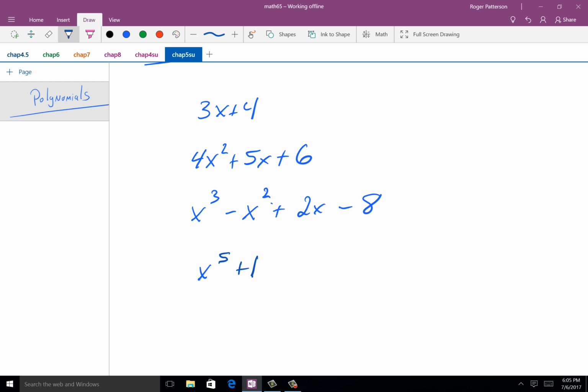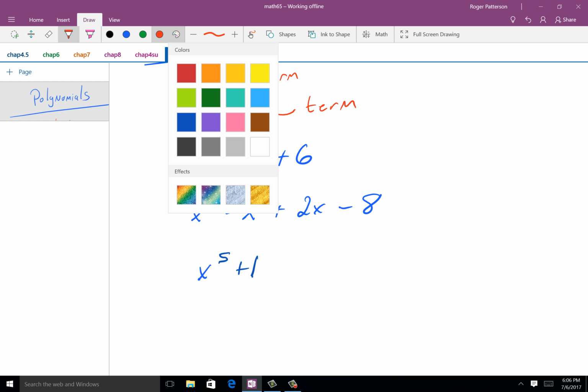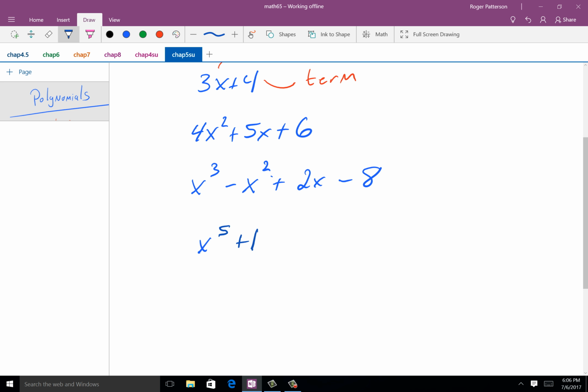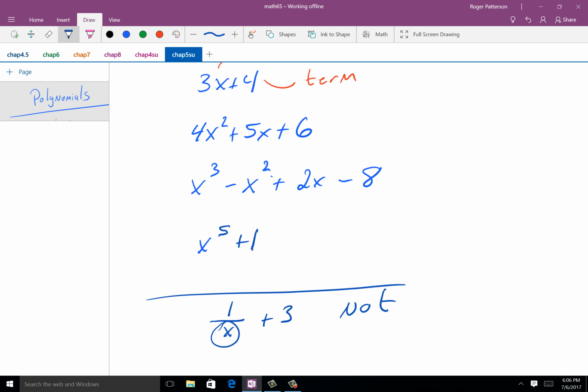So anytime we have a term, so this is a term here, and this is a term, all right? So if we have some sort of arrangement of terms, that's going to be a polynomial. However, you can't have a variable in the bottom. So if it was like this, then this is not, because the variable is in the bottom. Okay? That is not a polynomial. That's something different.